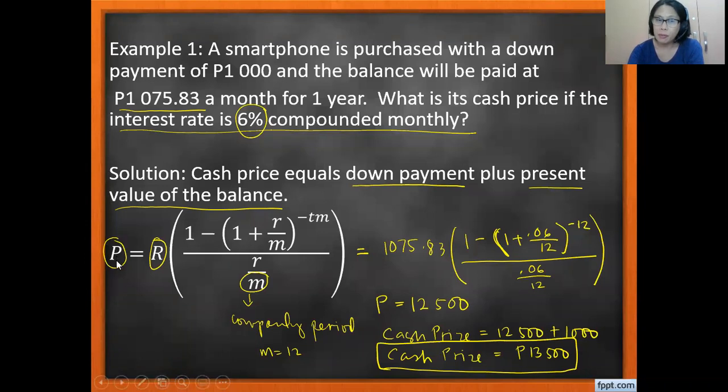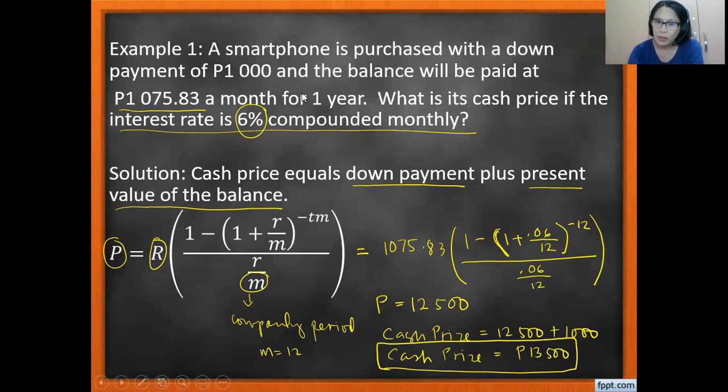This is P for present value, and the R here is the periodic payment. Our M here is the compounding period. In the compound interest problems, we made use of the variable N for the compounding period. Here, we're using M for the compounding period, and in this problem, M is 12.